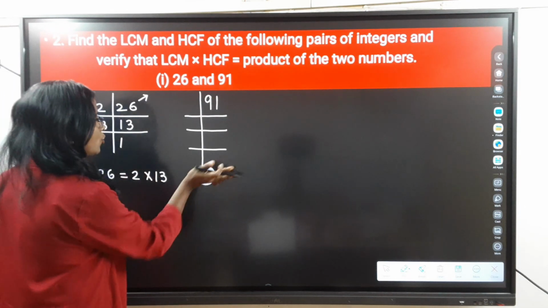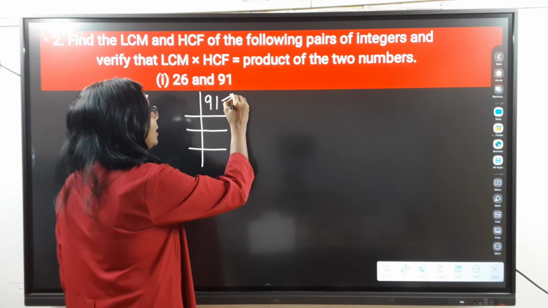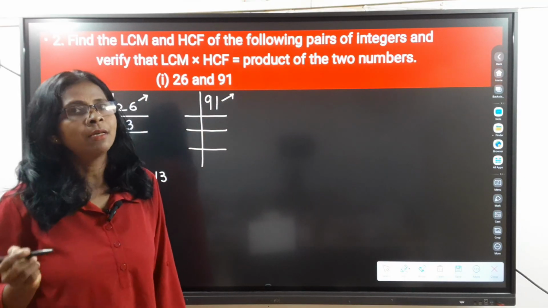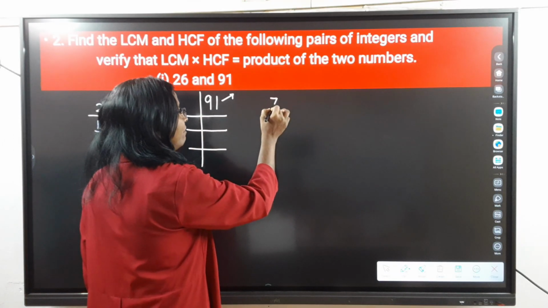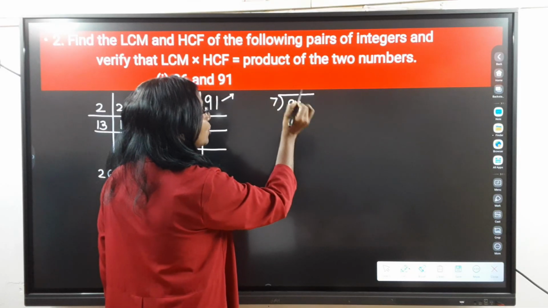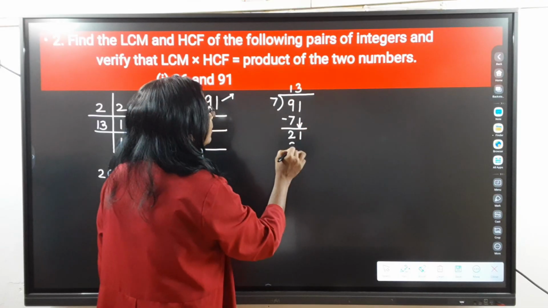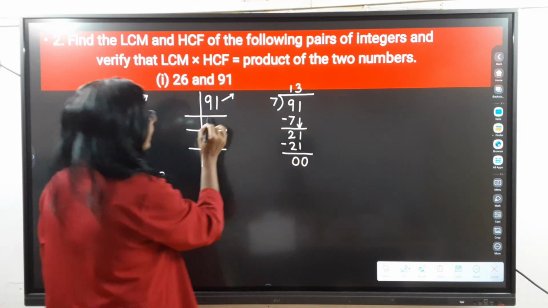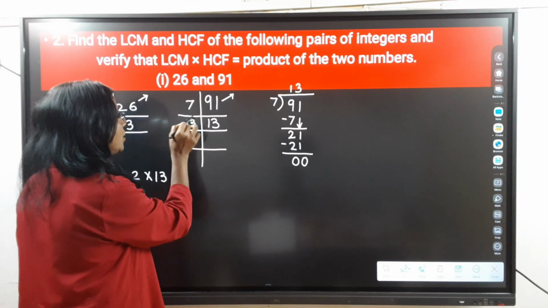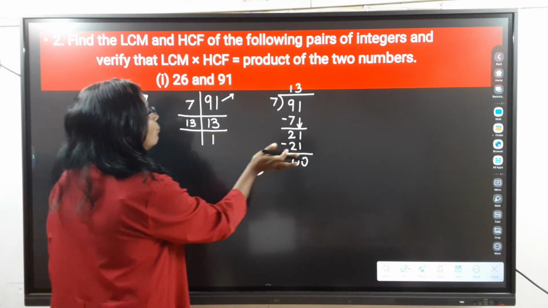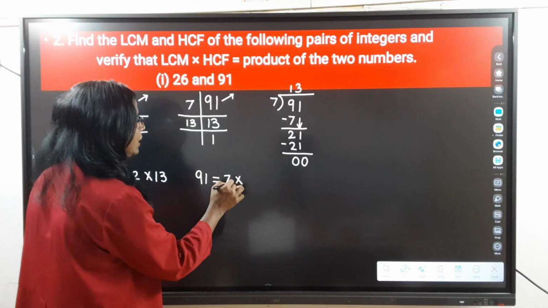Now here, students, 91. Factorize 91. At the unit place there is a 1. So this number could be divisible by 7. See here, 7 ones are 7. Then 21, 7 threes are 21. So here we write 13 and here 7. Now 13 is a prime number, so I write here 13, and 13 ones are 13. So this way we factorize this number. I write down 91 is equal to 7 multiplied by 13.